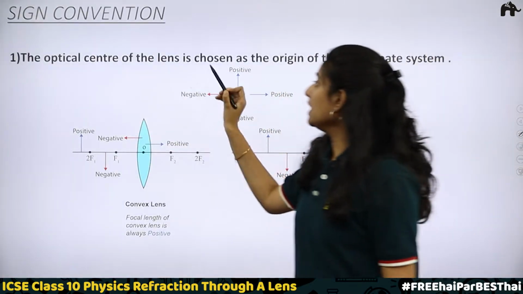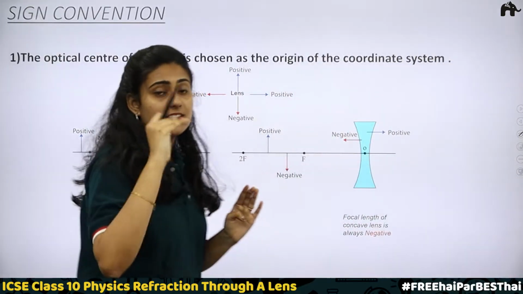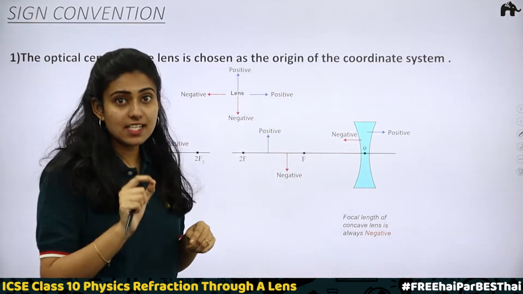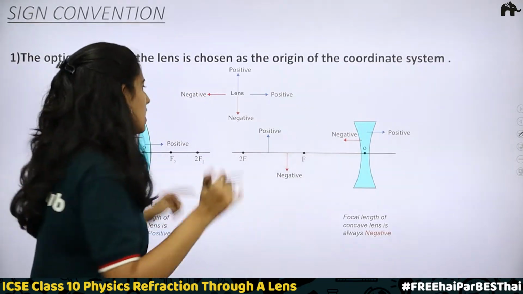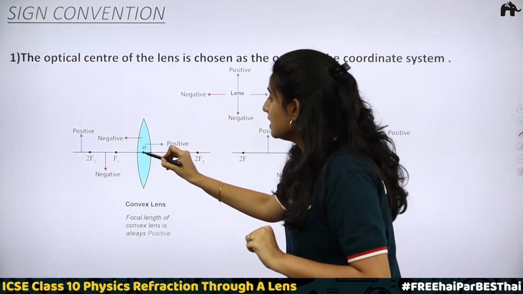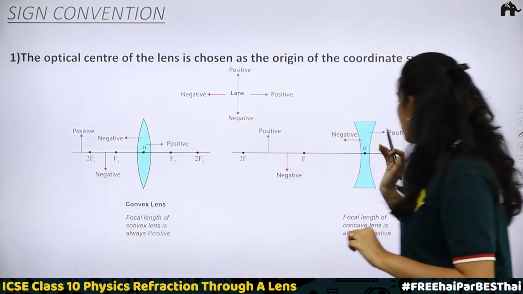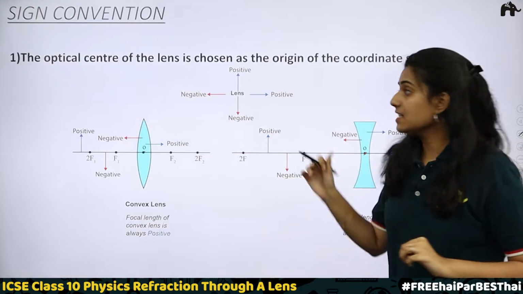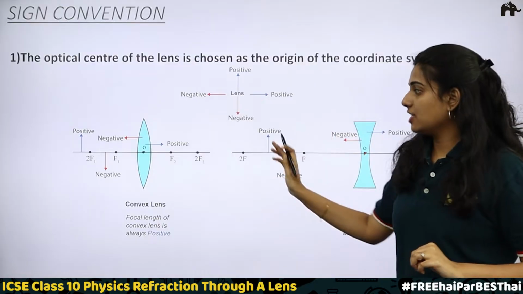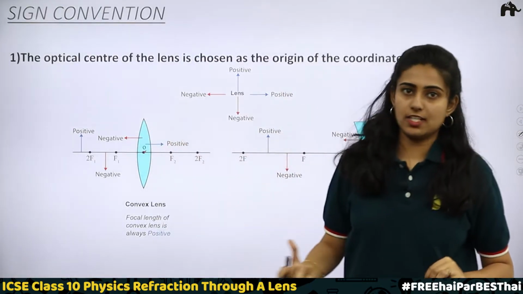First point: the optical center of the lens is chosen as the origin of the coordinate system. In the coordinate system we have studied, we have the x-axis and y-axis, and the point where they intersect is the center point, taken as the origin. In the case of lenses, this origin is your optical center. The optical center of a convex lens or a concave lens is the origin. With respect to the origin, we will be measuring all values.